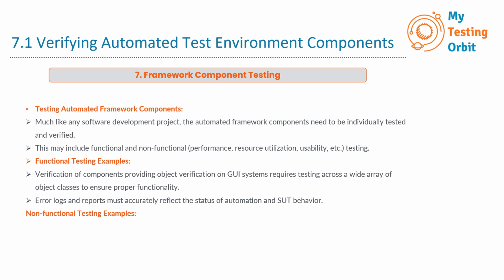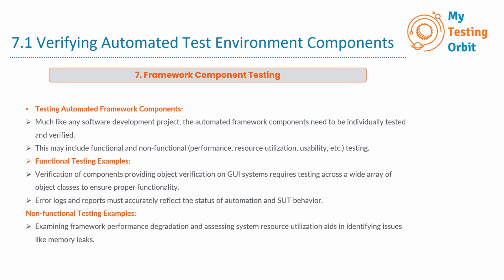Then we have non-functional testing examples. Examining framework performance degradation and assessing system resource utilization aids in identifying issues like memory leaks. For example, running an automated testing tool for a long time and then noticing that it gradually uses more and more computer memory, which indicates a possible memory leak issue.